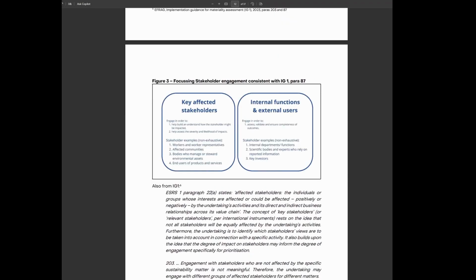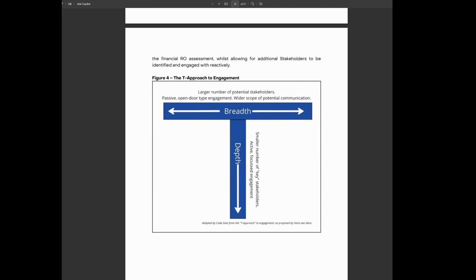So the paper looks at focusing engagement based on the purpose of engagement, and here we're relying heavily on the IG1 paper, in particular paragraph 87. And we also talk about the breadth and depth concept of engagement, where you may have a large number of stakeholders, but you're not necessarily engaging them with much detail. And in fact, these kinds of stakeholders are largely engaged passively. And then you have a smaller number of key stakeholders who you are engaging in depth.